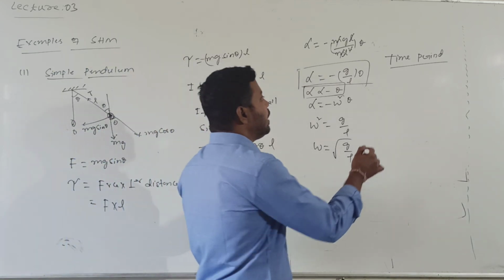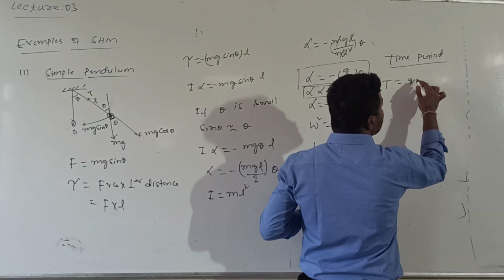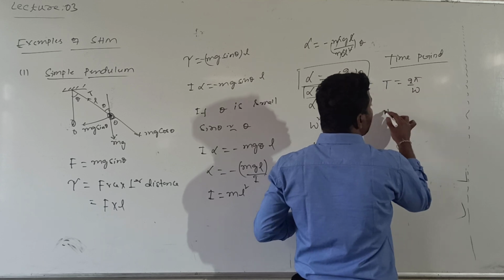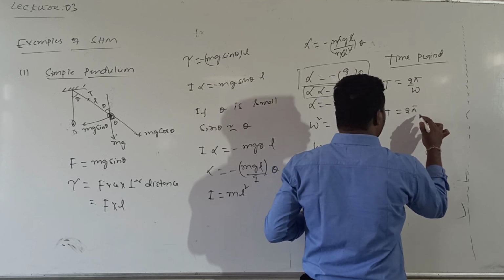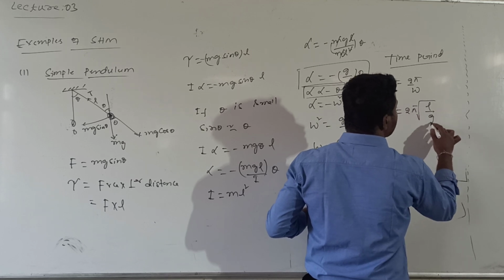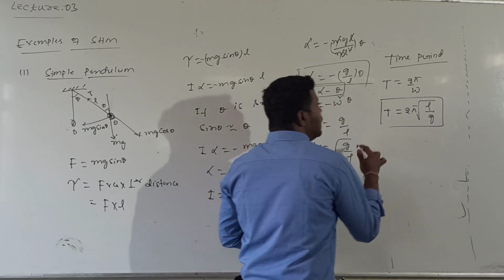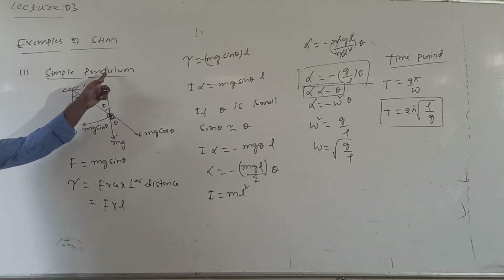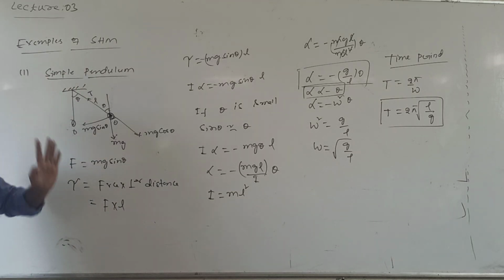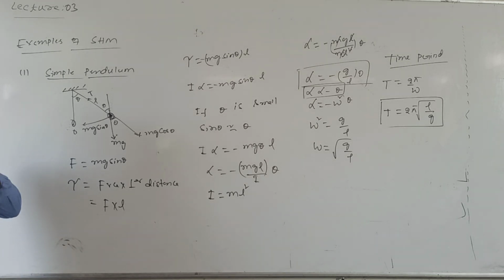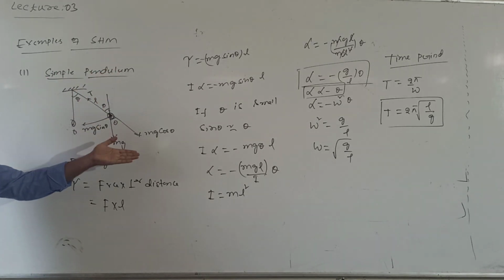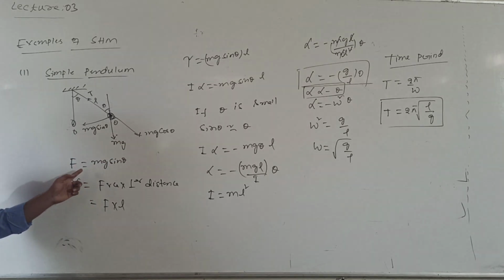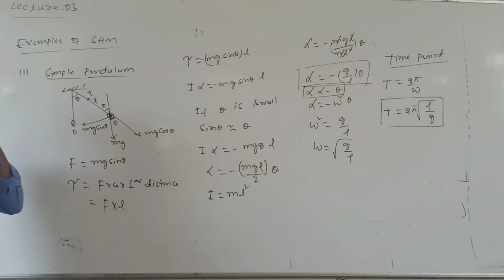The general formula for the time period is T equals 2 pi by omega. Then with omega, T is equal to 2 pi root over L divided by g. This is the expression for the time period of a particle executing simple harmonic motion, that is, the simple pendulum. Understood? If it is a linear SHM, then we will calculate the force, and after calculating force, we will calculate acceleration. Directly also I can calculate.